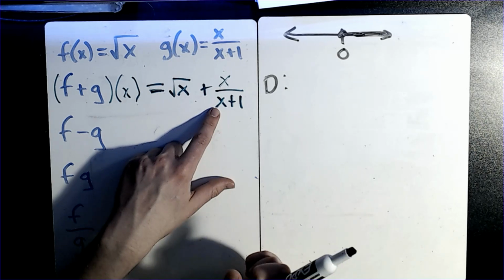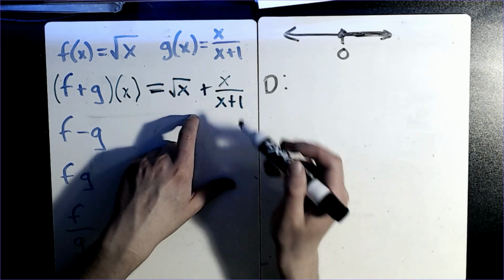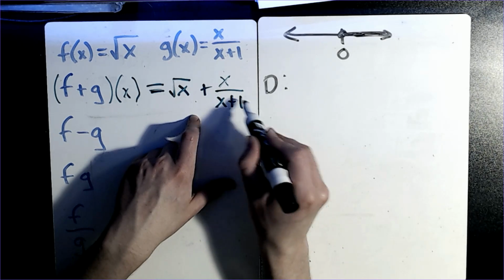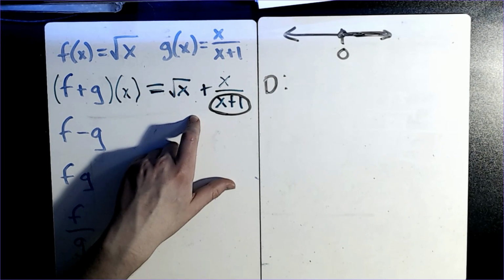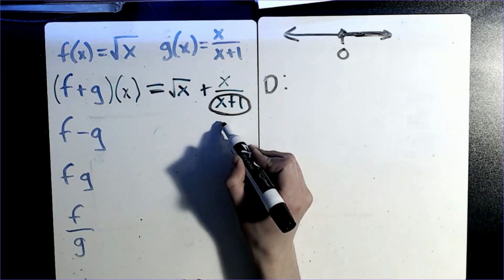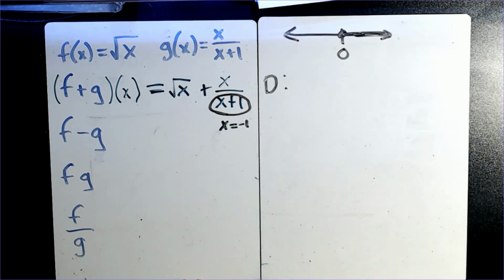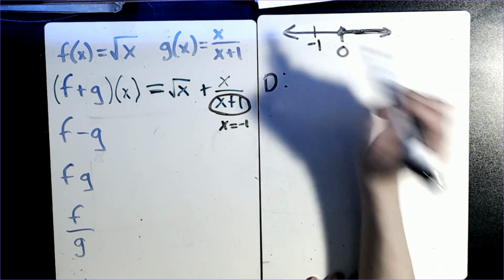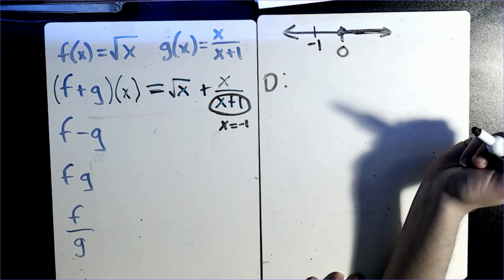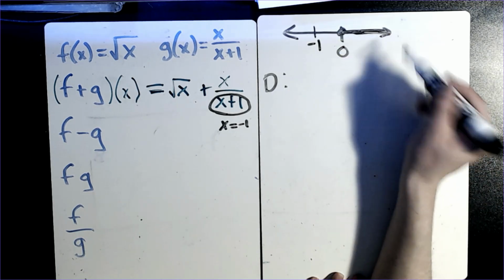What can go wrong with fractions? Well, you cannot have this bottom part be 0. So this cannot be 0, the x plus 1 right there. So where does that equal 0? It equals 0 at negative 1. So x equals negative 1 gives you 0 in the bottom, and we cannot have that. So we have to avoid negative 1 as well. Now, if you notice, negative 1 is over here, so we are already avoiding it by going above 0.